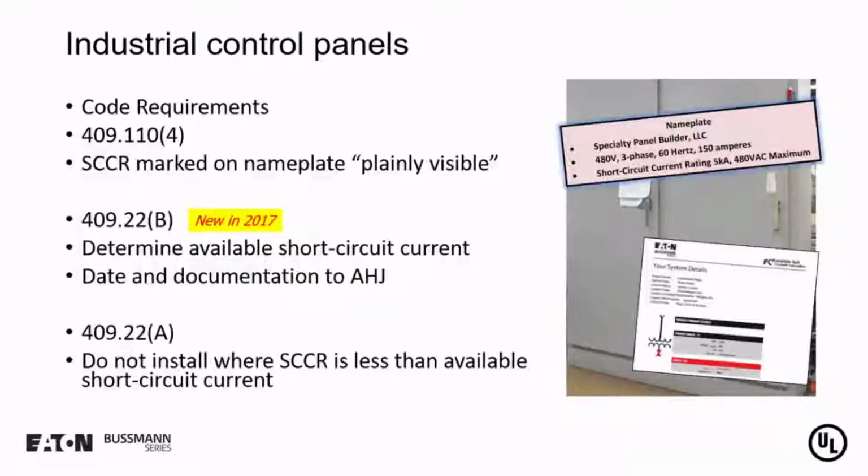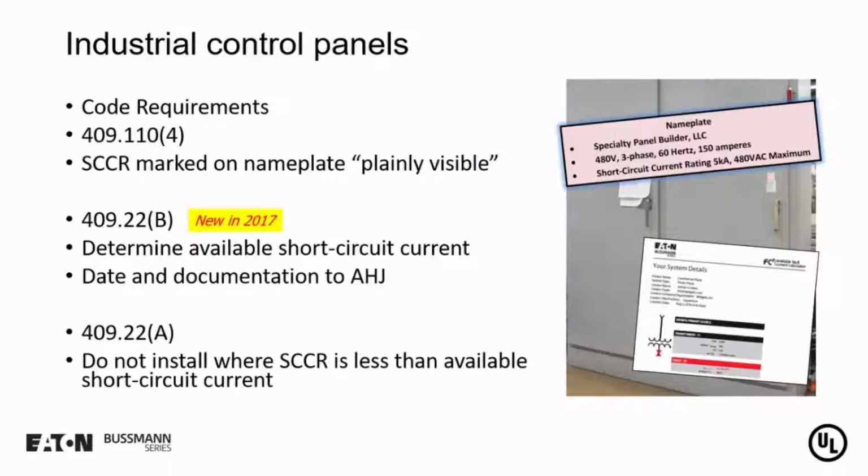There are three main considerations when it comes to the NEC requirements for industrial control panels. The first is that the industrial control panel must be marked with the SCCR, and that must be plainly visible. There's some discussion on what that means, but in general, in the eyes of UL today, at least under UL 508A, that requires the SCCR marking to be on the exterior of the industrial control panel.